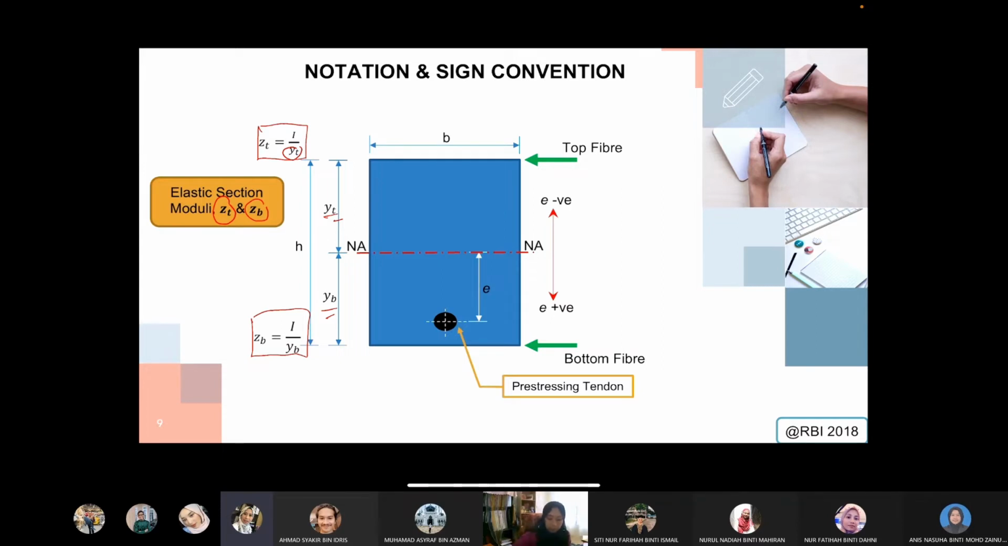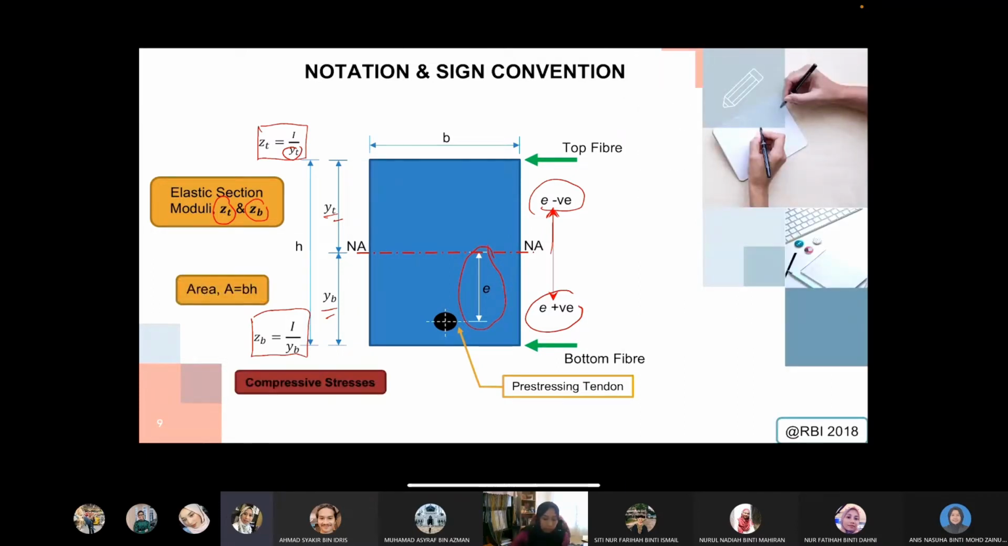Also you have e, the eccentricity, taken as the position of your tendon from the neutral axis. So if it goes up and passes through the neutral axis, then your e is negative. When it is below the neutral axis, your e is positive.